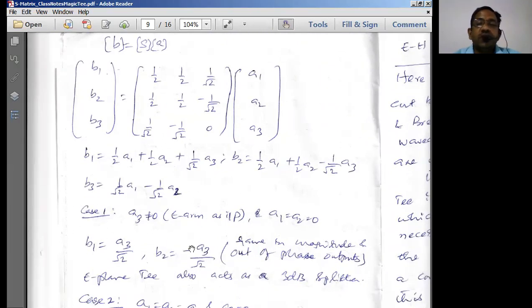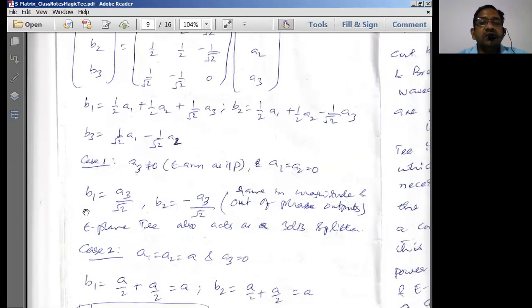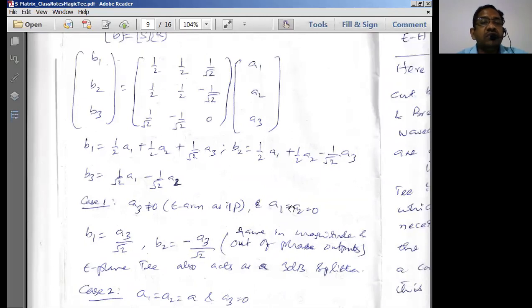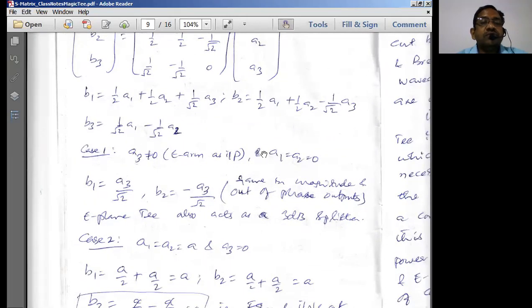Now this S matrix, same equation we have. Left hand side are the outputs, right hand side are the inputs. So therefore B1, B2, B3 are the outputs, and A1, A2, A3 are the inputs for us. Now by solving this equation, multiplying these two, we'll get three equations for B1, B2, B3. Let us apply two cases to get the various values of the outputs for the corresponding inputs. First of all, case 1, when A3 is not equal to 0, that means input A3 is not equal to 0, but A1, A2 are 0.